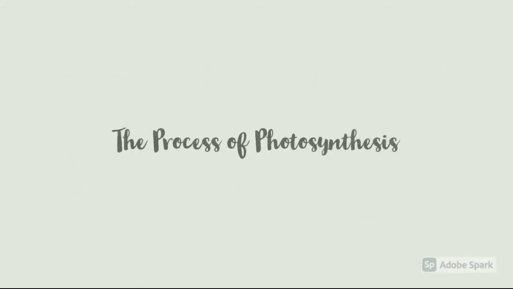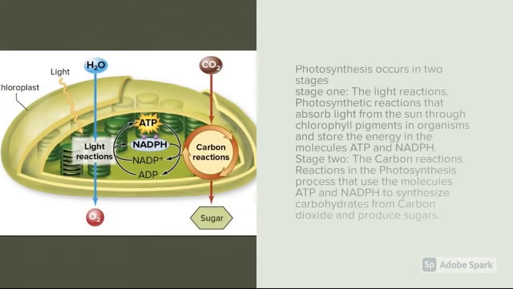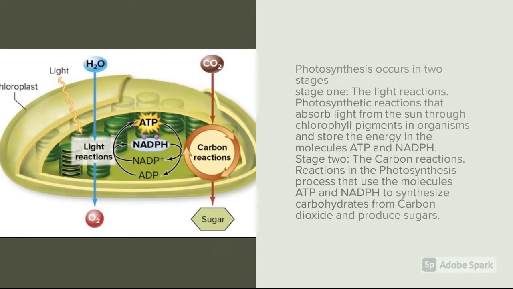The process of photosynthesis. Photosynthesis occurs in 2 stages. The first one is light reactions. Reactions that take in light from the sun through chlorophyll pigments in the organism and put the energy in the molecules ATP and NADPH. The second stage is carbon reactions.